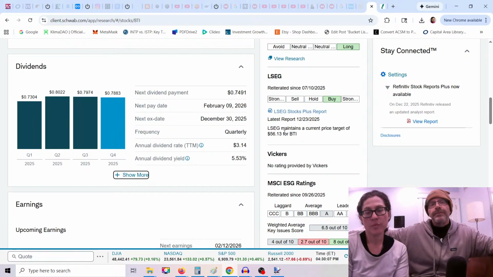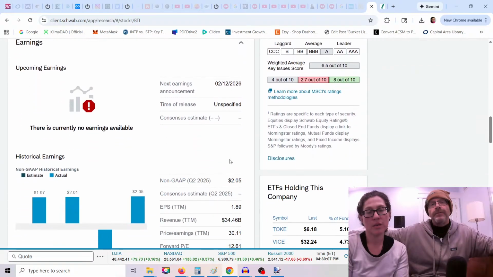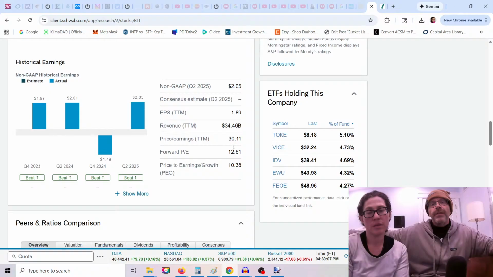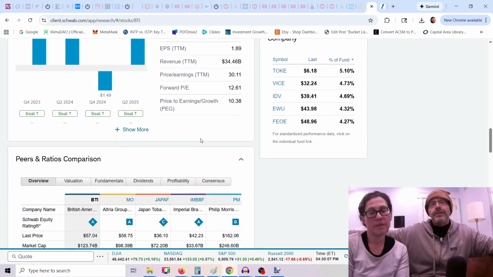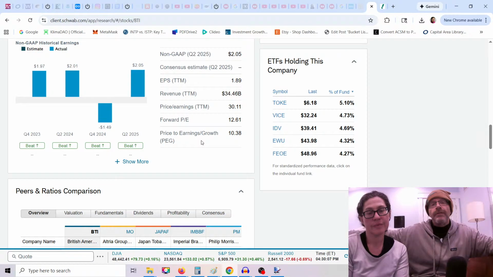Okay, scroll down. So you're looking at this LSEG, the 56.13. We'll double check in Yahoo. 74.91. Upcoming earnings. I see it earned 2.05 and it's paying out 75 cents, so that's good. Yep. 12.61 forward PE is good. PEG's a little high, but okay, everything on this one looks good.